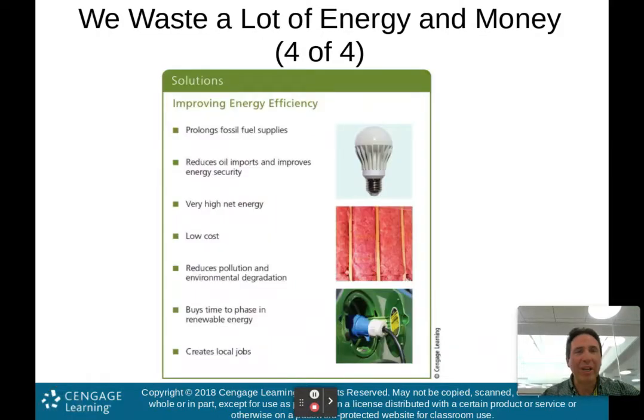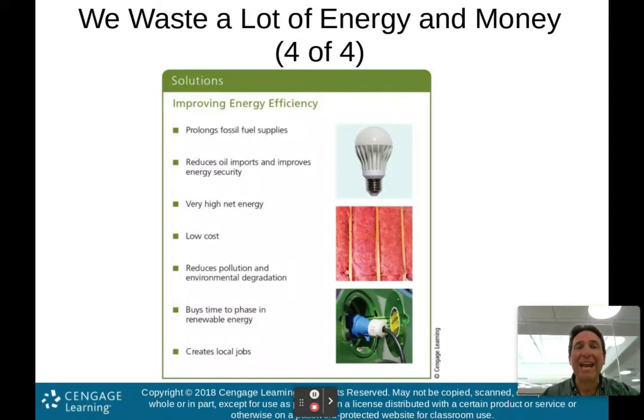So how can we improve energy efficiency? Here are some solutions. This again prolongs the fossil fuel supplies, right? So if we improve the energy efficiency, this goes back to the previous chapter, but again, we can actually prolong the fossil fuel supplies. That's your coal, that's your natural gas, that's your oil, because we'd end up using less of it because we're wasting less of it, right? Reduces oil imports and improves energy security, right? We can rely on ourselves more, don't have to rely on other countries and other societies to help us out.